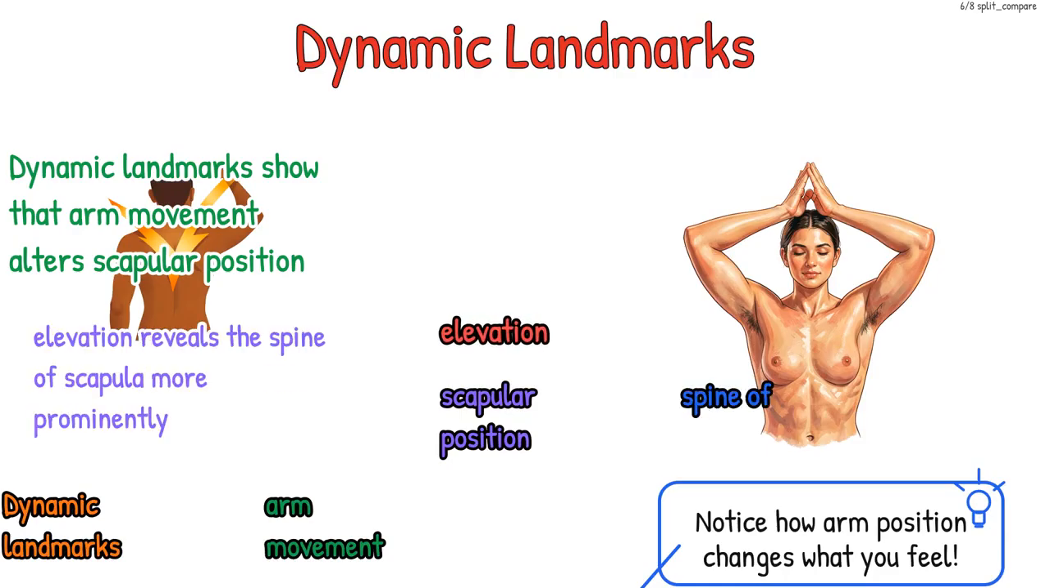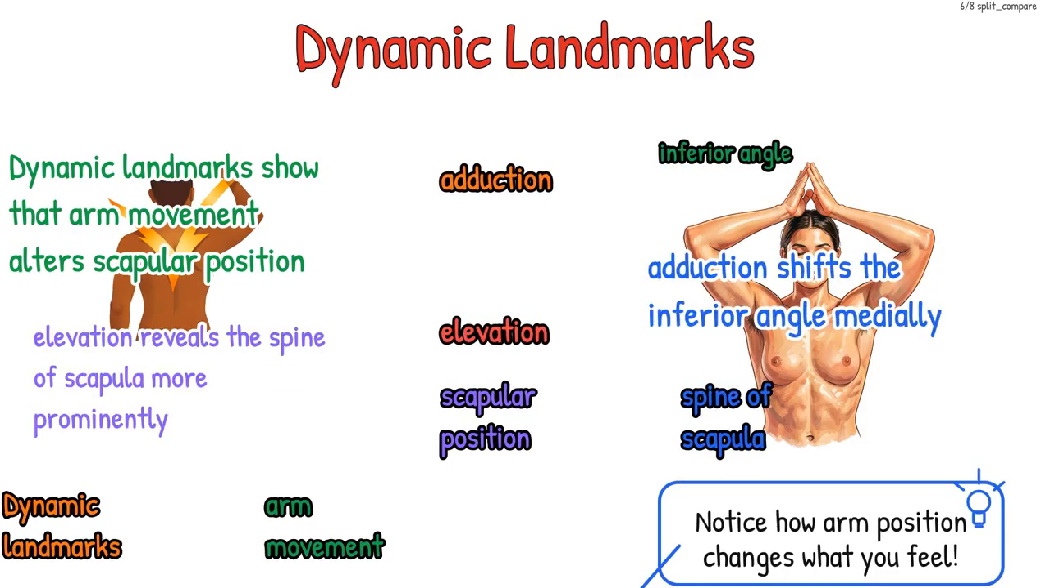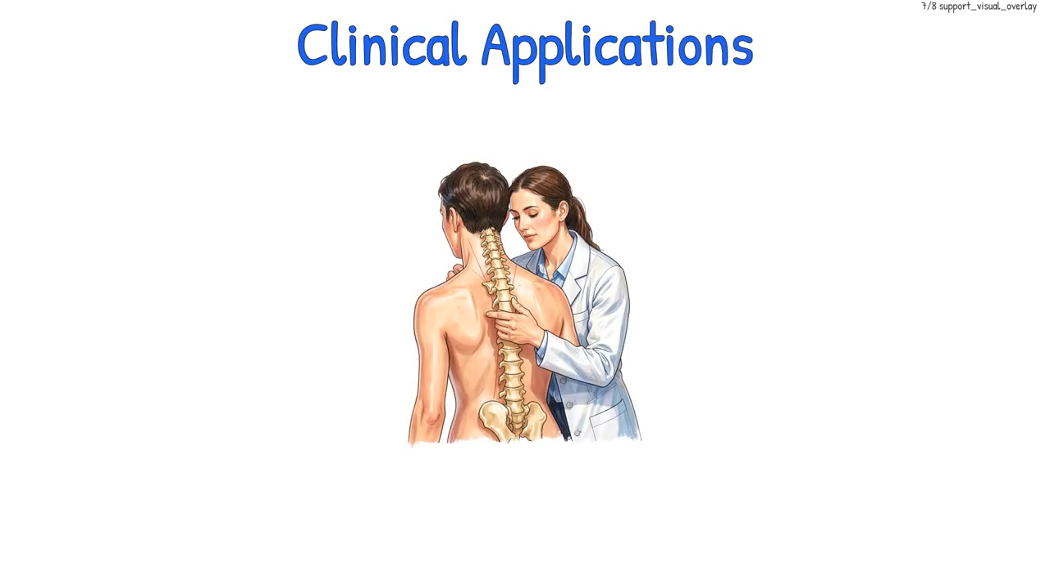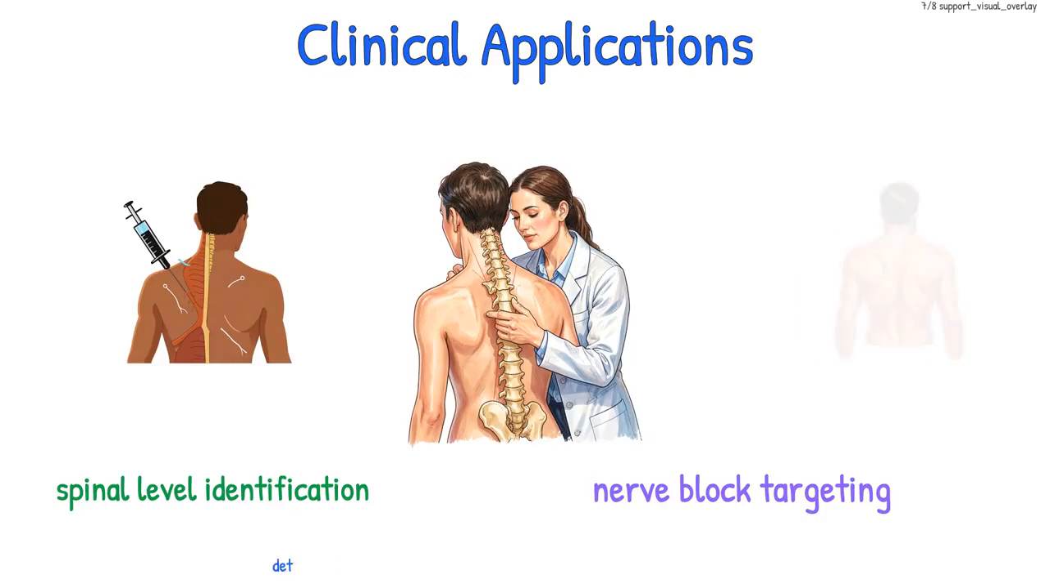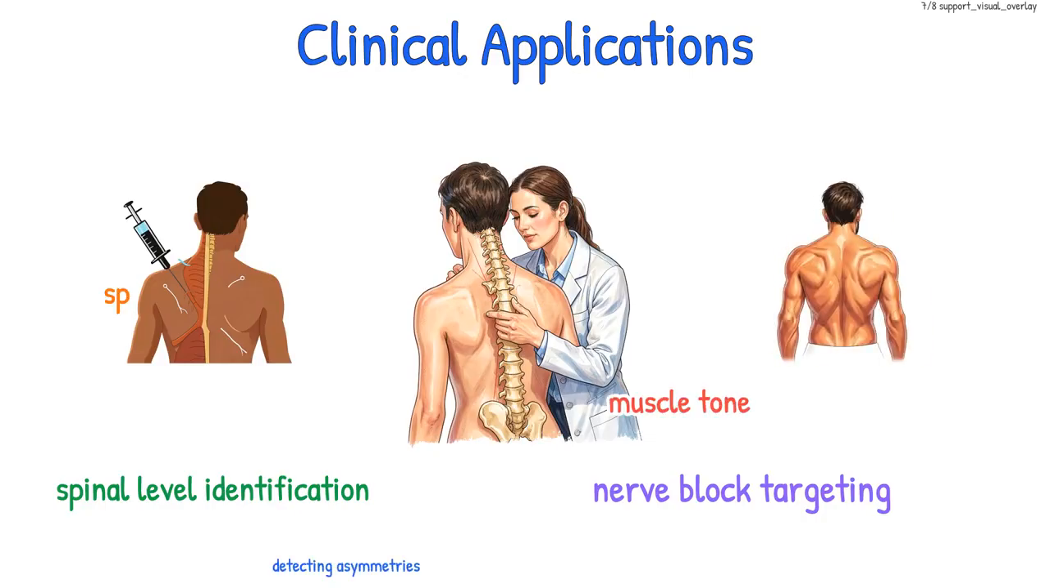Elevation reveals the spine of scapula more prominently, while adduction shifts the inferior angle medially. The inferior angle of scapula moves from T7 at rest to T8 through T9 during arm elevation. Mastering these landmarks aids in spinal level identification, nerve block targeting, and detecting asymmetries in muscle tone or spinal curvature.